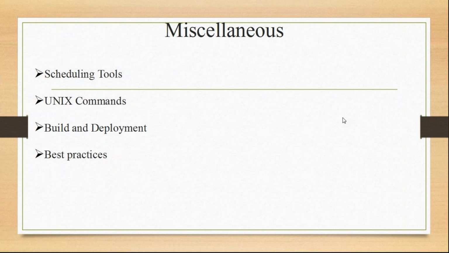And others, there are miscellaneous concepts like scheduling tools. How do you run your jobs? How do you run your transformations? There are multiple scheduling tools available in the market which will be integrated to the ETL tools, so we will have a discussion on that. And then Unix commands, because Informatica runs on Unix. If there are no scheduling tools used in the company or by the client, we need to run the mappings, transformations or batch jobs using Unix commands. So we'll have a basic set of Unix commands.